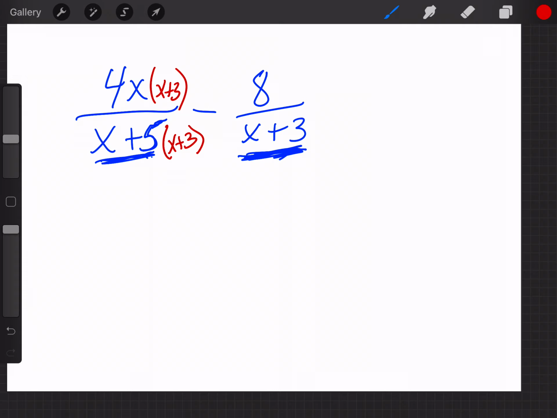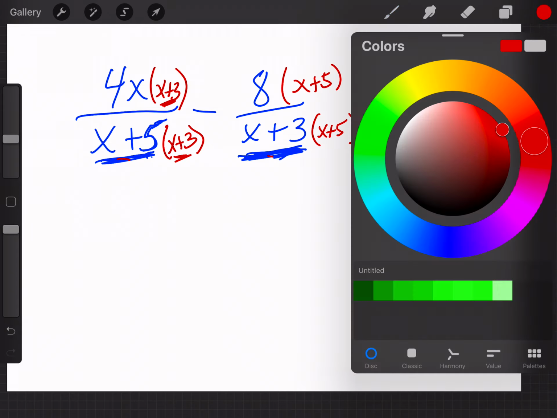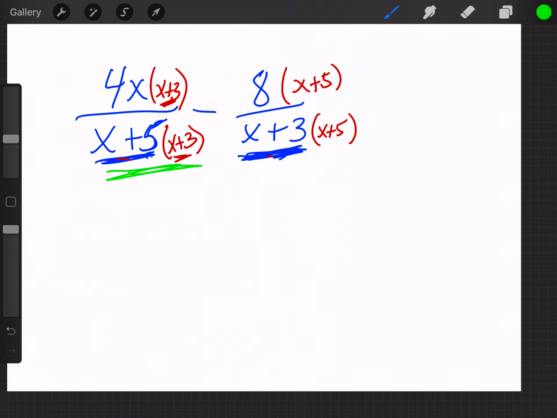So now I've got x plus 5 and x plus 3. Whatever I put on the bottom, you have to put it on the top. So when I go over to the second fraction, I've got x plus 3. So what do I need with it that the first one has? X plus 5. Good. So x plus 5, whatever you put on the bottom, you got to put it on the top. Okay, so now if you go back and you look, you'll see that these are exactly the same.